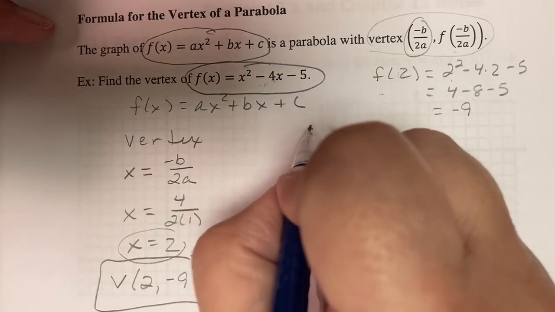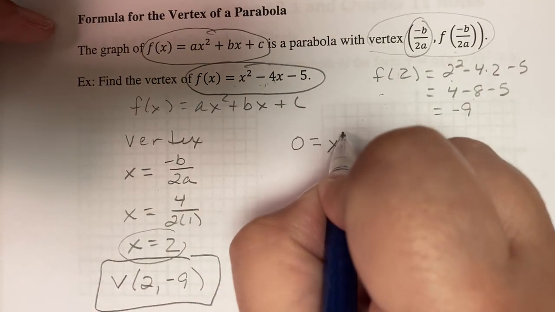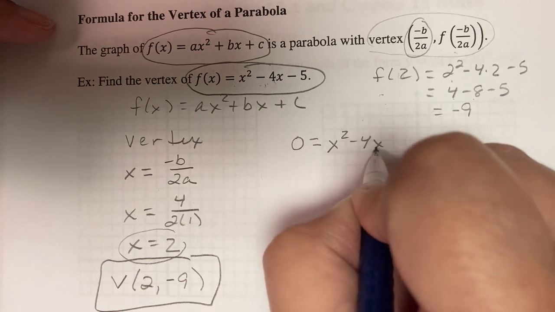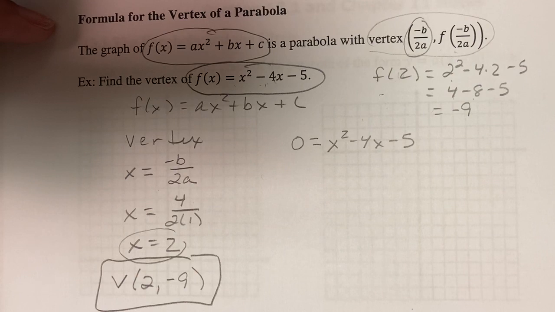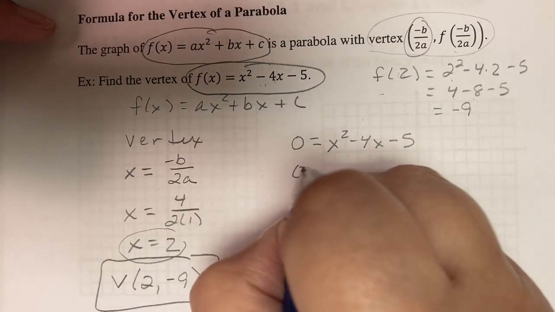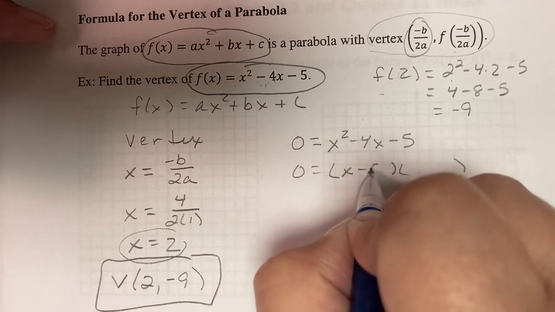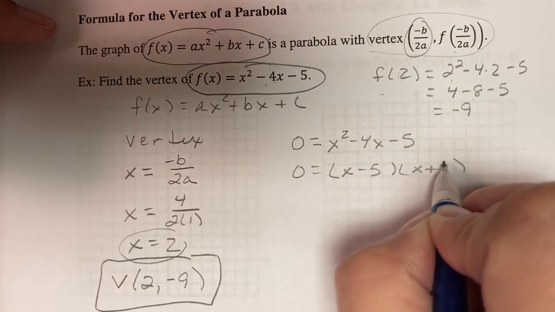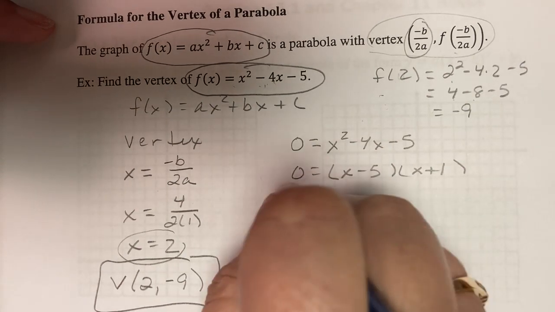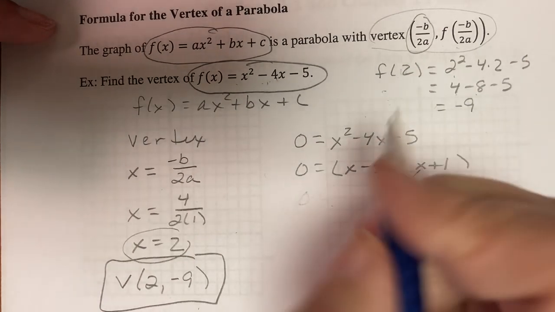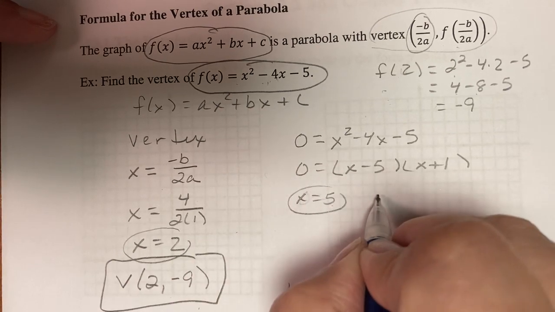Now I can still find my x-intercepts by plugging 0 in for f of x. Even though it doesn't say that I have to graph, I'm going to. It's good practice. So if I go ahead and factor that, you can see that I'm going to get (x minus 5)(x plus 1). So, if I set them each equal to 0, I'm going to get 5, and I'm going to get negative 1.